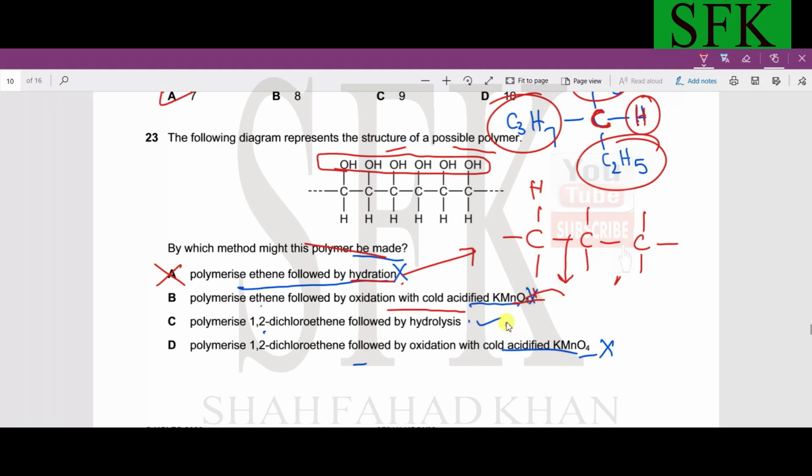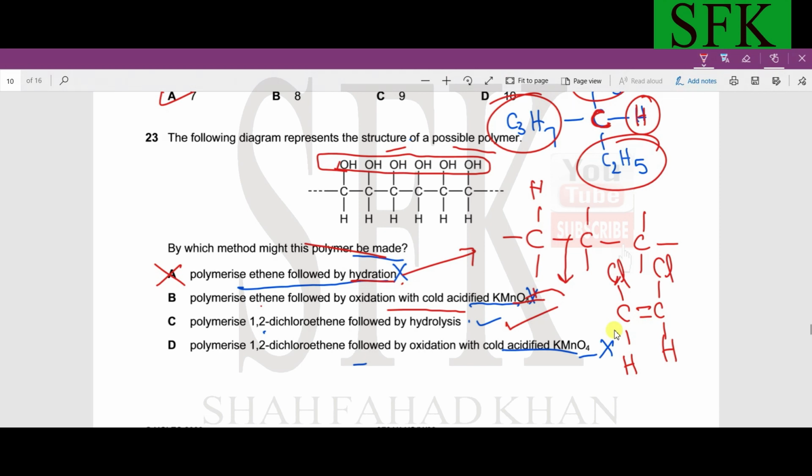What about option C? Option C says polymerize 1,2-dichloroethene followed by hydrolysis. 1,2-dichloroethene would mean a monomer like this: two chlorine atoms and two hydrogen atoms, and this is your monomer.